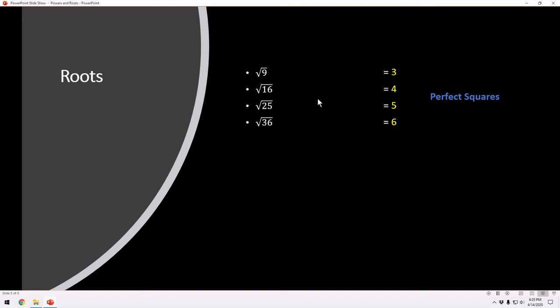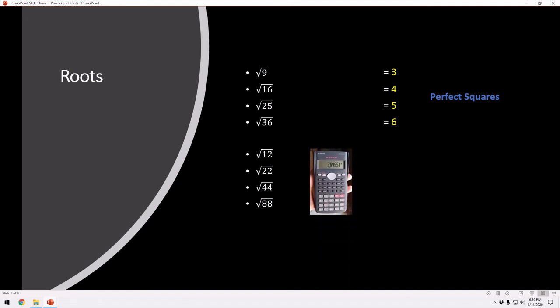Okay, now there are going to be some cases where we have numbers like this: the square root of 12, the square root of 22, the square root of 88, the square root of 44. And doing the square root of these numbers is kind of hard. So what is the square root of 12? We need to find a number that, if we multiply it times itself, is going to be equal to 12. We cannot do this by head, or by using a pencil and paper. We have to use a calculator for that. And it doesn't have to be a scientific calculator or a very expensive calculator.